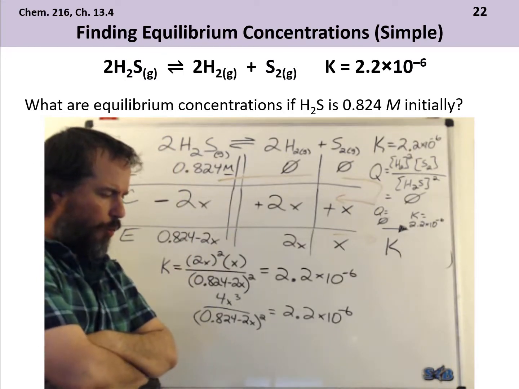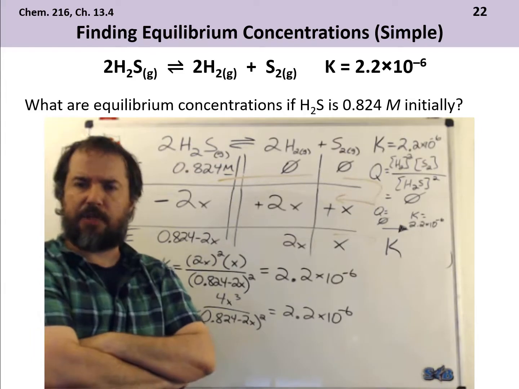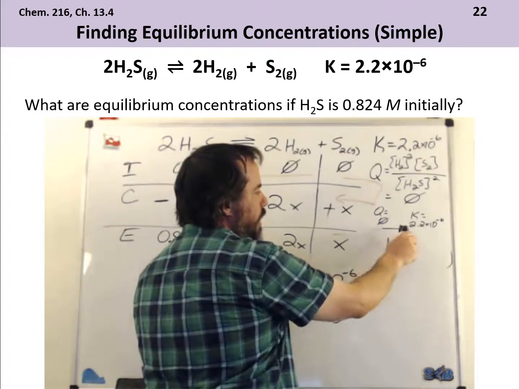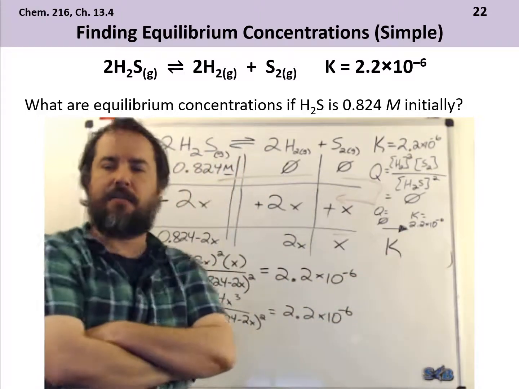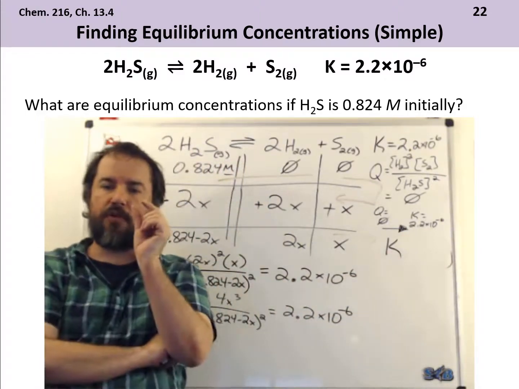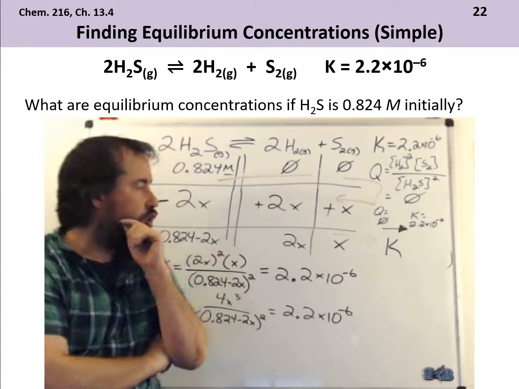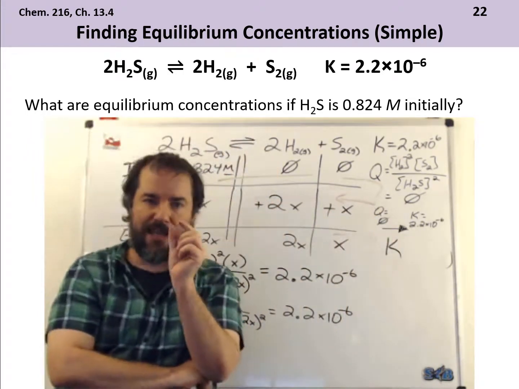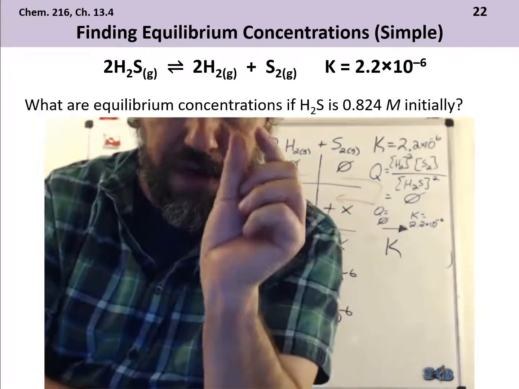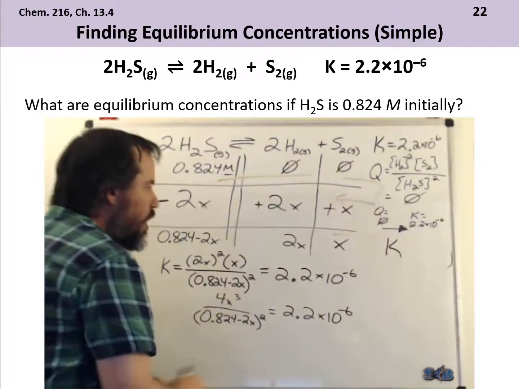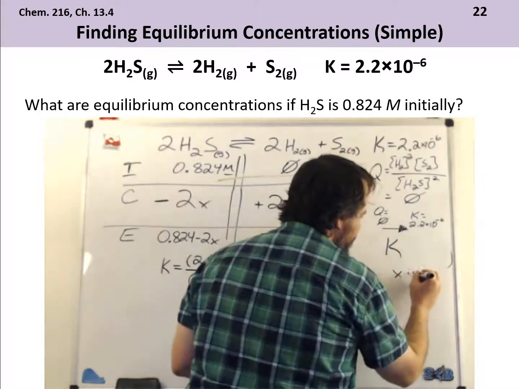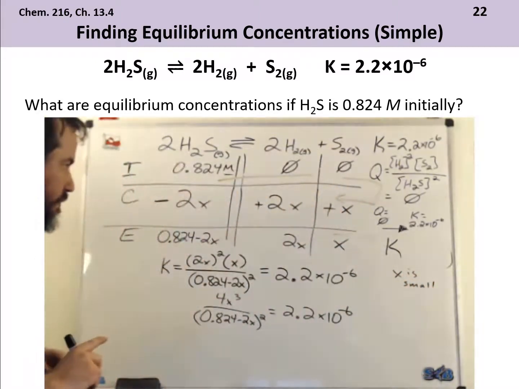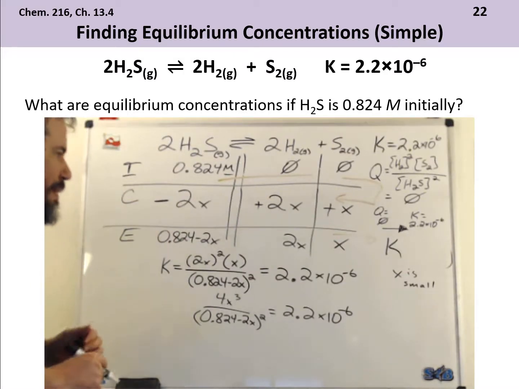But notice at the top there it says it's simple. So what we're going to do is we're going to use an assumption. Notice this. Q is 0 and K is 2.2 times 10 to the minus 6. Those are both small numbers. To go from Q equals 0 to K equals 2.2 times 10 to the minus 6, that means that shift is very small, or x is small. And so if x is small, I can go ahead and make an assumption.